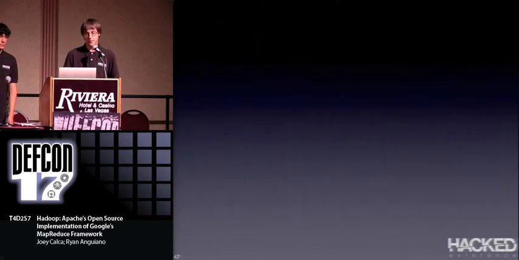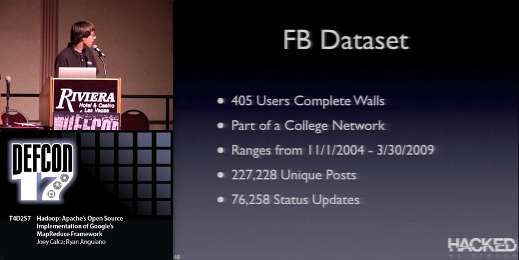So we needed a really good project to present on at DEFCON for MapReduce. So we went and got 405 users' complete walls from Facebook. And we ran them through a few different MapReduce programs. All the users were part of a college network, so you're really looking at a target group of college kids. The date ranges were from November 1st, 2004, and then we cut everything off at March 30th, 2009. So you're looking at about 4 years of Facebook wall posts across the entire data set.